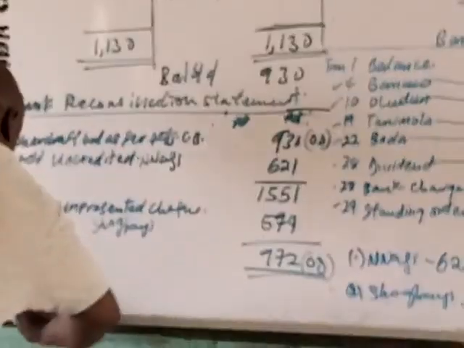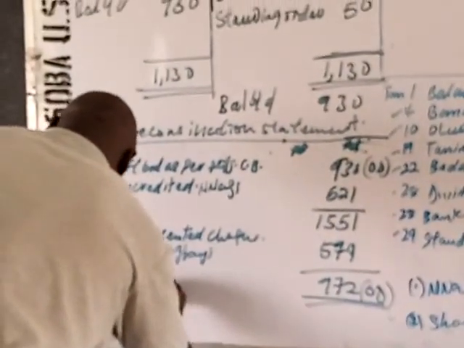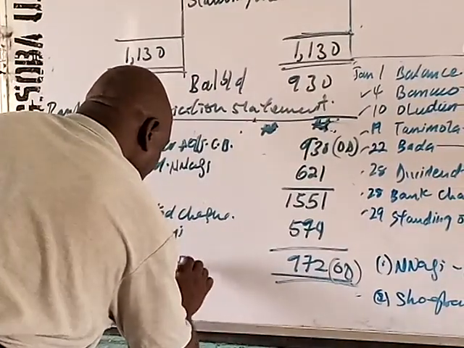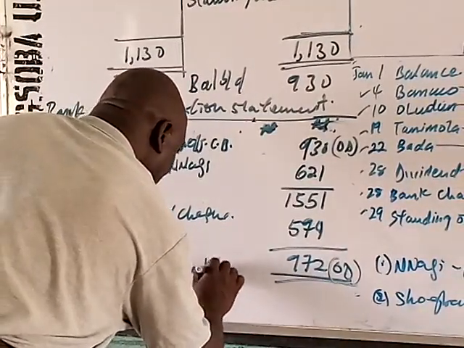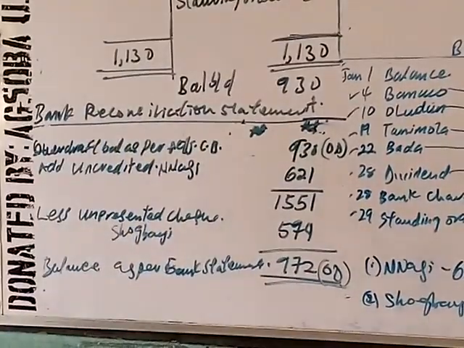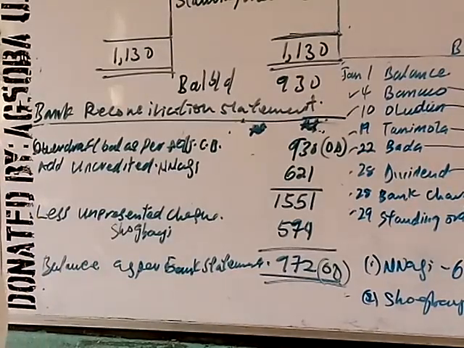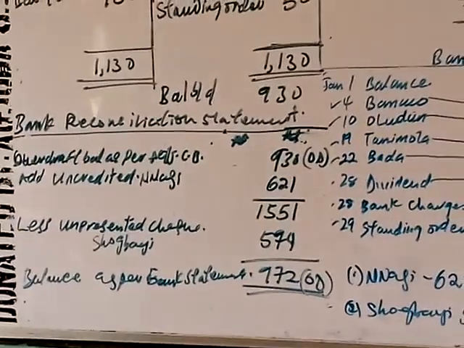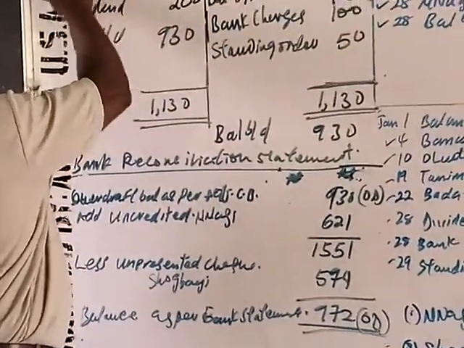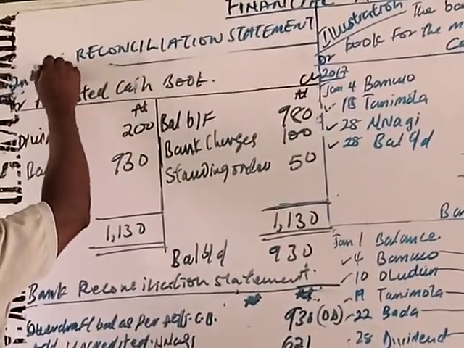Then this one will now be balance as per bank statement. To be balance as our balance as per bank statement. Now looking at the solution here, this one is the second method.